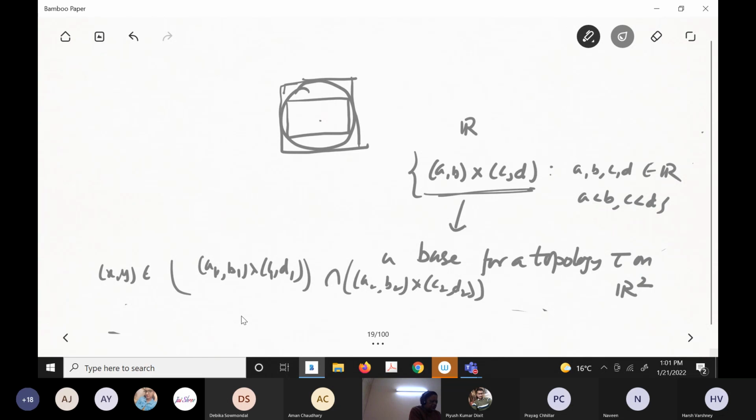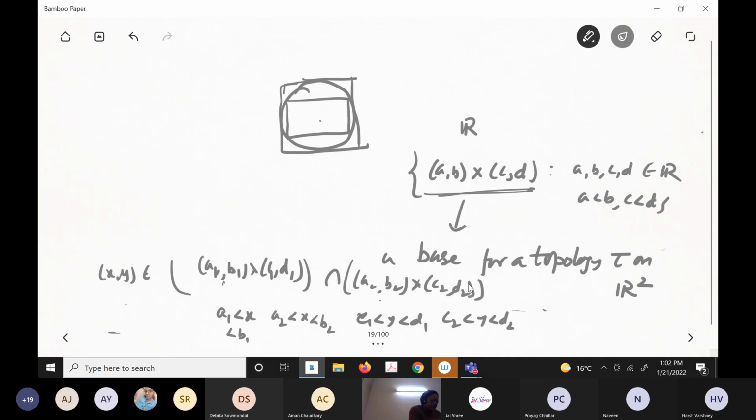Okay, x, y belongs here. Basically, x is here, lying in between. y is here. x is here. So you can choose. So that means x is this. From that you can have a suitable rectangle. You can choose that. You can manipulate that. That means it will give you a base for a topology.